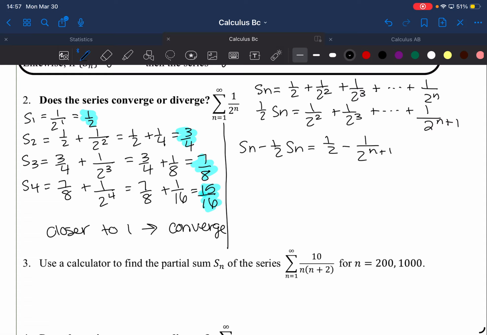Okay, we can then take out a GCF of s sub n, and we're left with 1 minus 1/2. And so this is s sub n times 1/2 is equal to the following. And then to get rid of that 1/2, we can multiply everything by 2. And we get s sub n is equal to 1 minus 1 over 2 to the nth power.